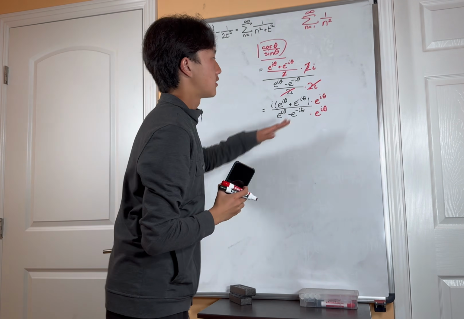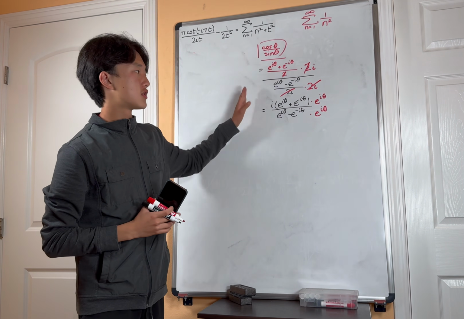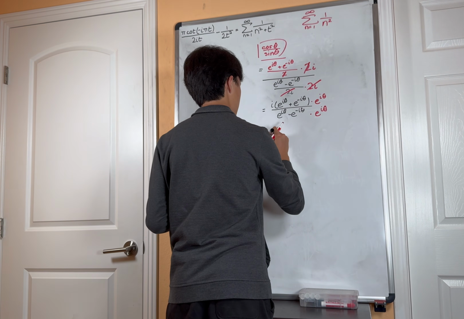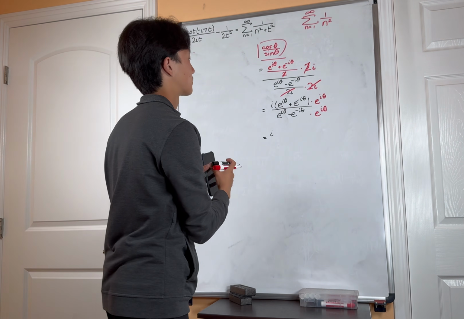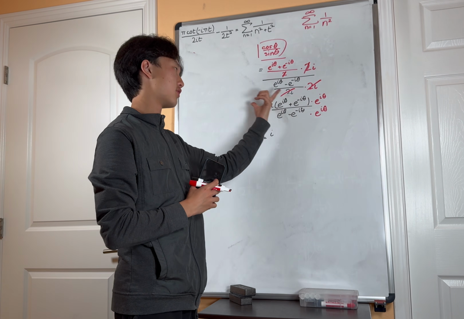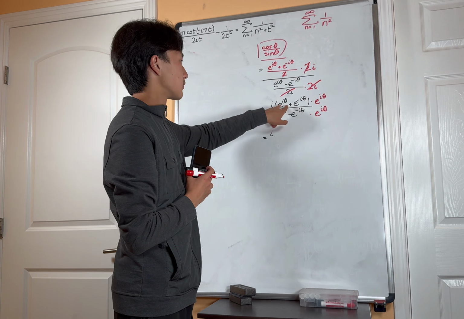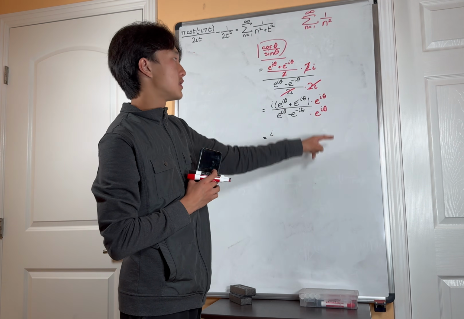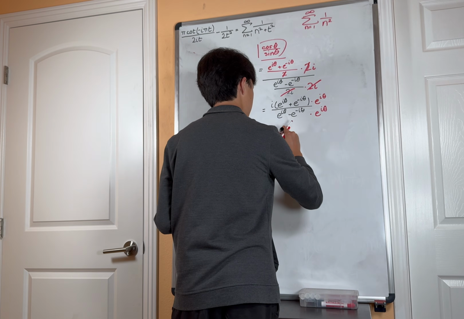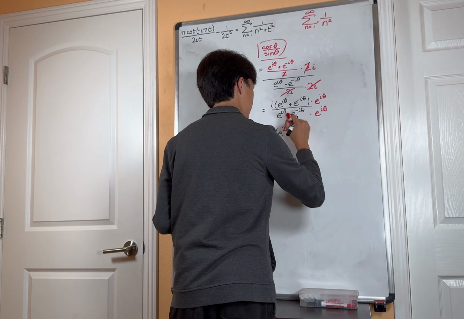Once again, something over itself gives you 1, so this is just multiplying by 1, doesn't change it. So on the top, i is just a constant, right? So we can really be just multiplying it out here. We just need to focus on these terms. On top, e to the i theta times e to the i theta is just the whole thing squared, or in other words, e to the 2i theta.